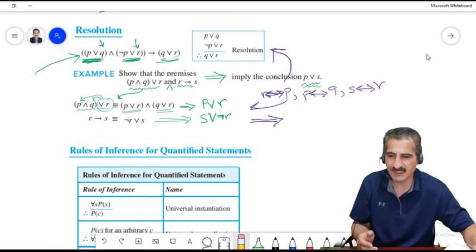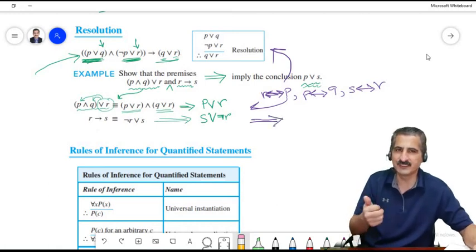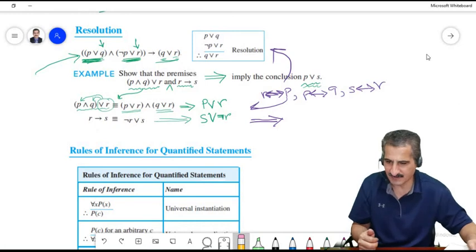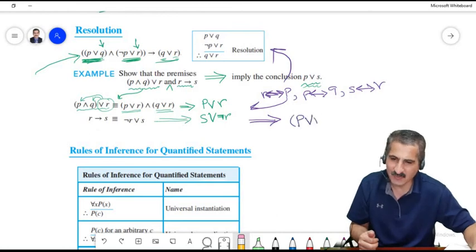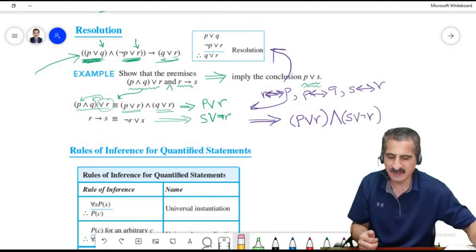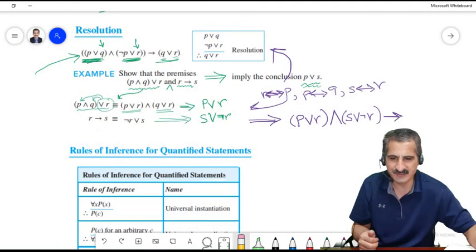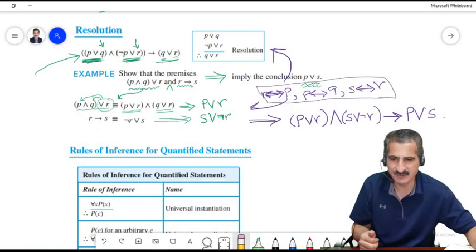So we have R or P, and so let me rewrite that. So we have the following: P or R and S or not R, and for sure this will give us P or S using these substitutions. Okay.